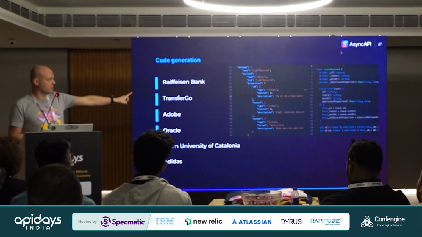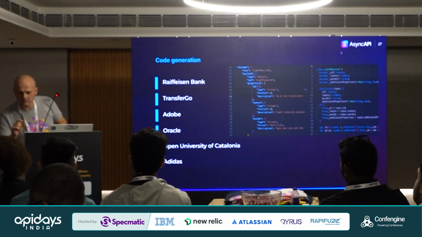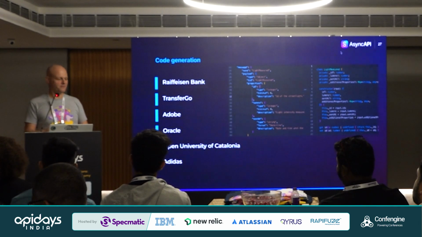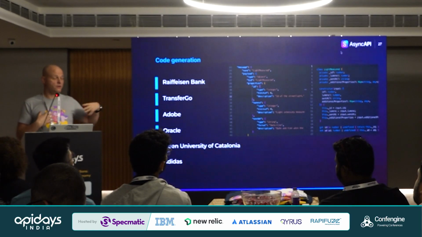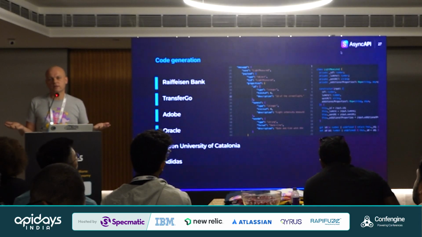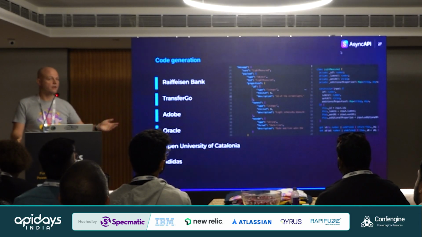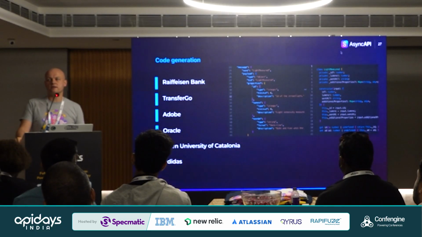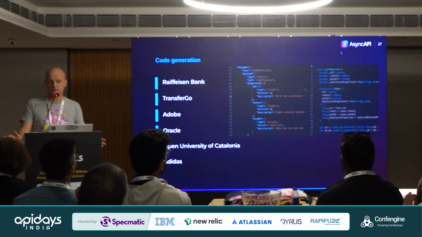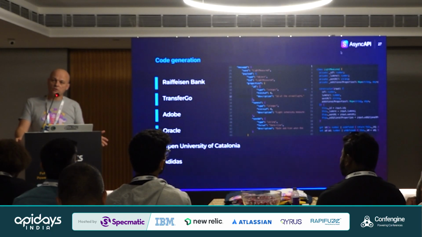Code generation, my favorite, because I'm the maintainer of AsyncAPI generator. Again, you can generate whatever you want. There are companies like Adobe. They just use AsyncAPI as a source for generating the data models, the classes. But I think you can actually do more.